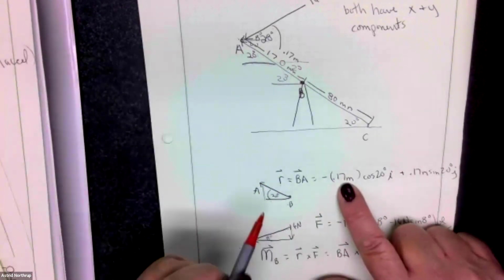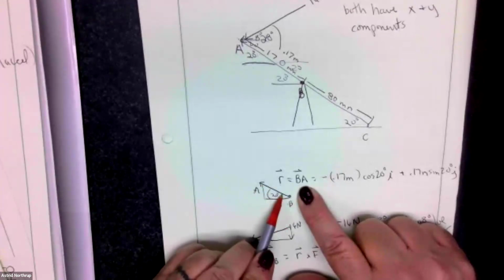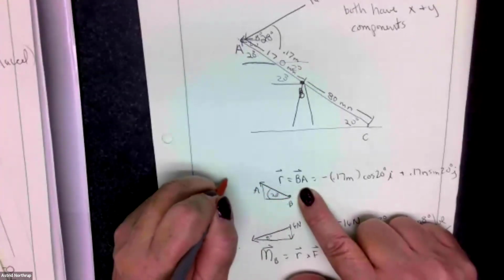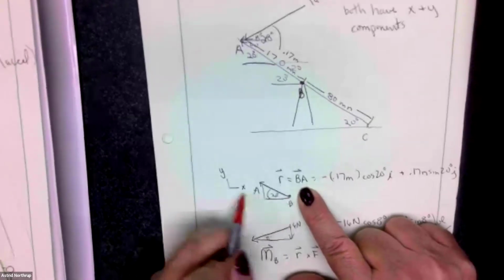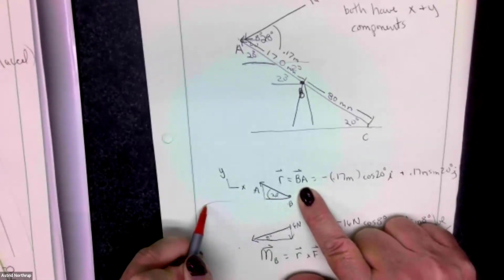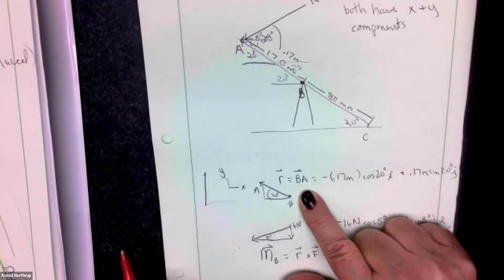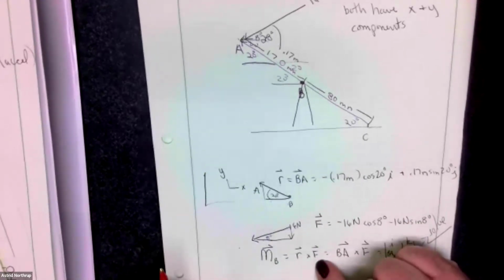If you look at this vector right here, it's a great question. If you think about x being positive this way and y being positive this way, it's negative because it goes to the left in the x direction, but it's positive because it goes up in the y direction.